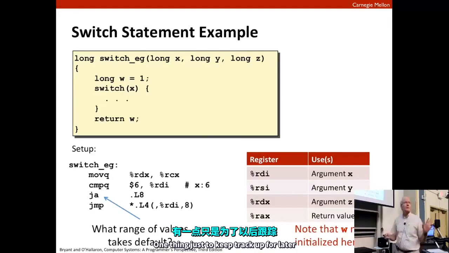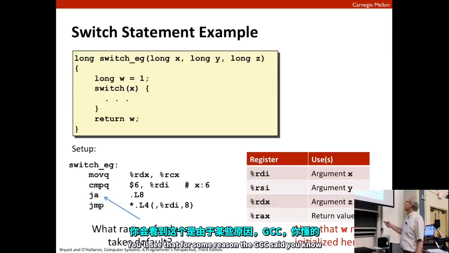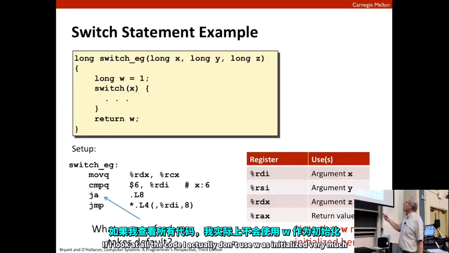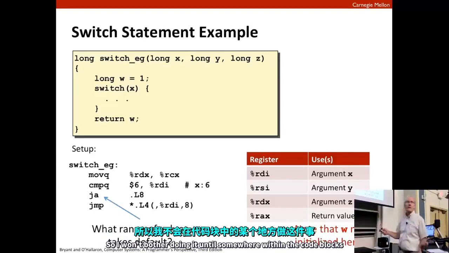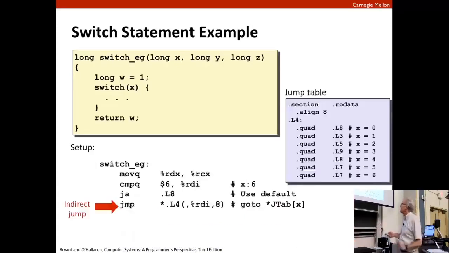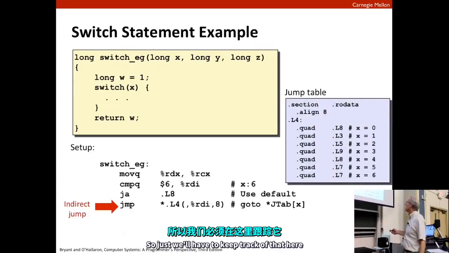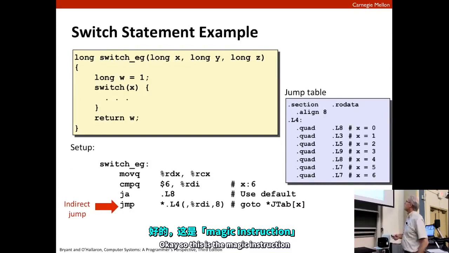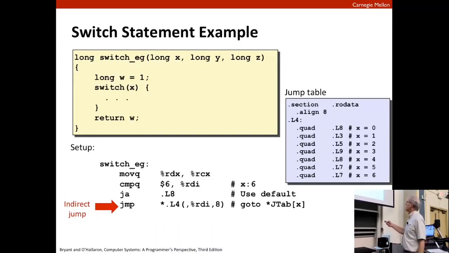One thing just to keep track of for later: you'll see that for some reason GCC said, if I look at all the code, I actually don't use W as a value initialized very much. So I won't bother doing it until somewhere within the code blocks. So we'll have to keep track of that here. OK. So this is the magic instruction.